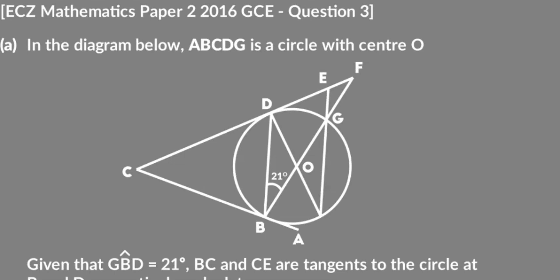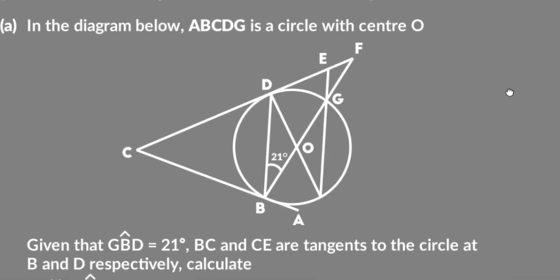The first question is coming from Mathematics Paper 2 2016 GCE Q3. In the diagram below, ABCDG is a circle with the center at O. We've been given an angle there which is 21 degrees. GBD is equal to 21 degrees in the question. Then they're telling us BC and CE are tangents to this circle at the points B and D, as we can see. There's obviously some more information, but the next thing is them just asking us questions.